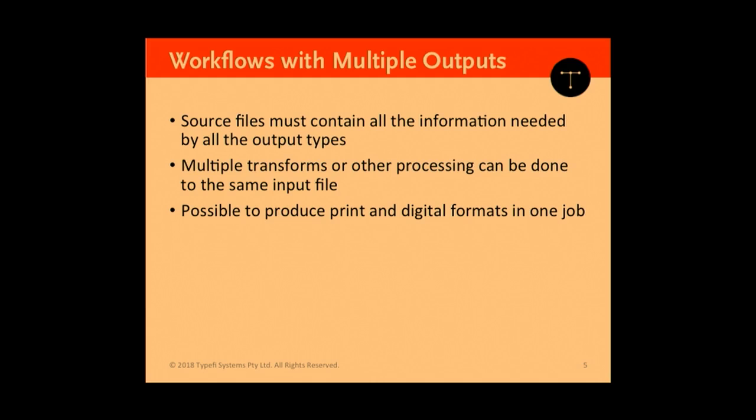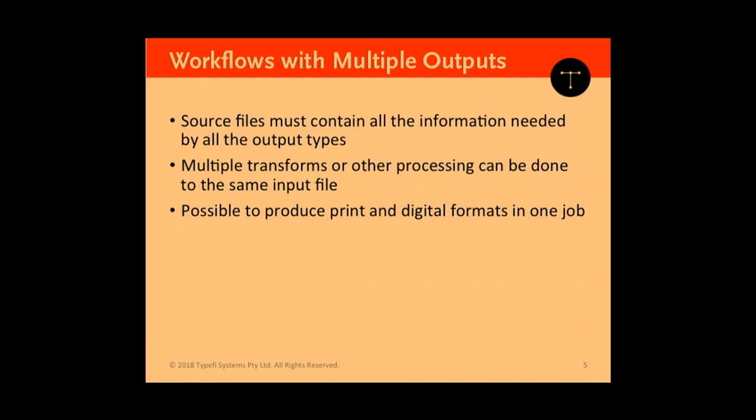And the next thing I'll show you is a workflow with multiple output types. There's a concept, digital first. I'm sure we've all heard it. A lot of companies are trying to think of ways to produce their content so that they're not producing a print version and then 6 months later the digital version is available. All of the content should be pushed out at the same time. And in order to do that, the source file needs to contain all of the information that all of those different output types would need.